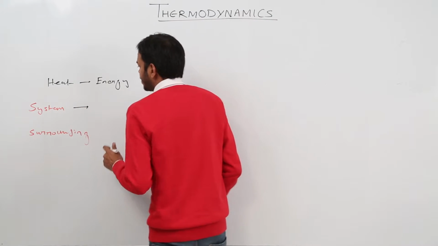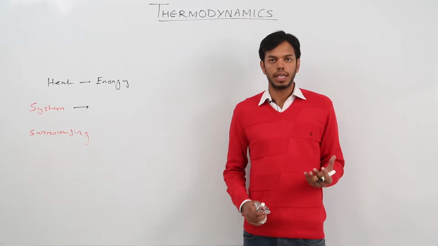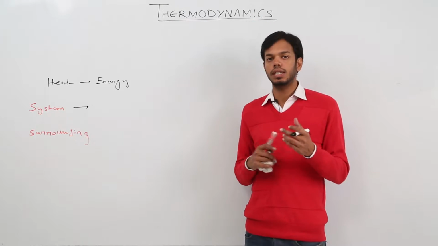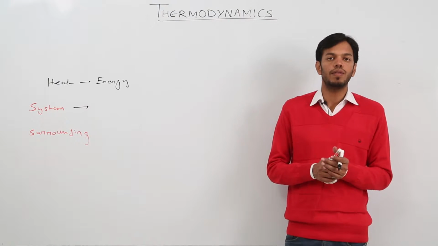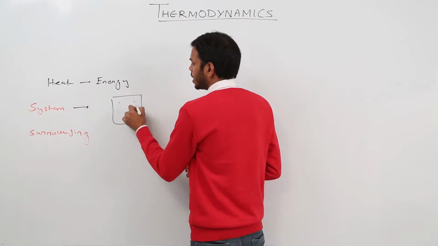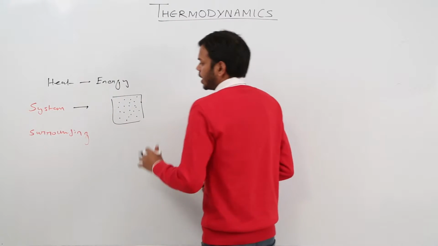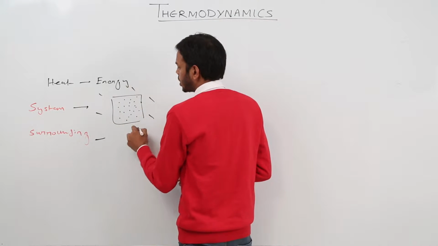See, system is a collection of large number of particles. Particles could be atoms or molecules, anything. System is the combination or collection of large number of particles which are enclosed by walls, right? So suppose there is a gas contained in a container. These are gas particles, molecules, right? So this is a system. Surrounding means anything outside the system is called surrounding.